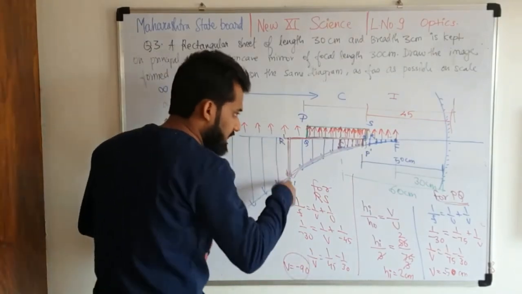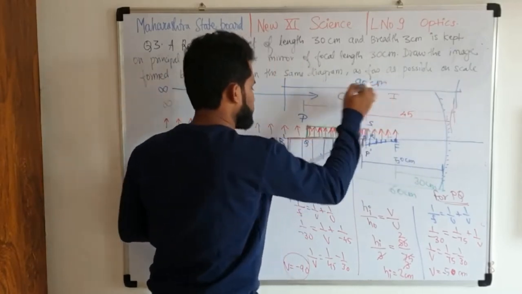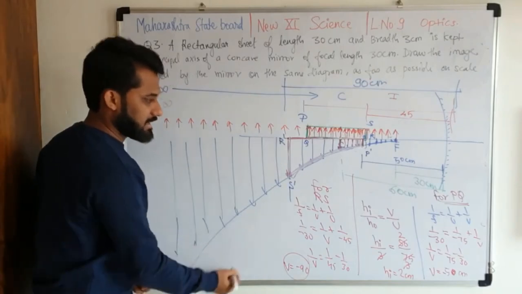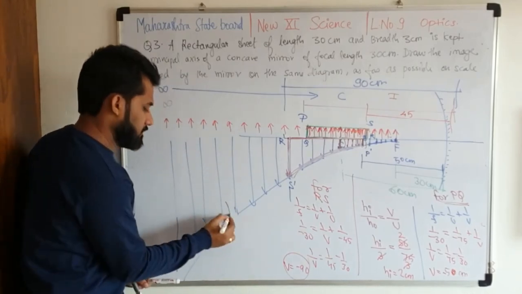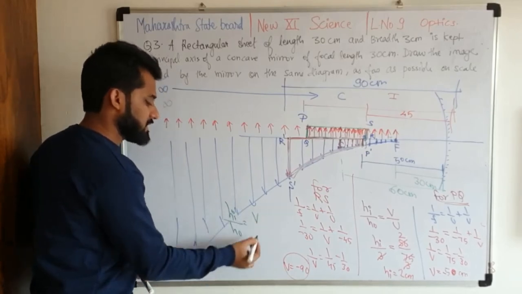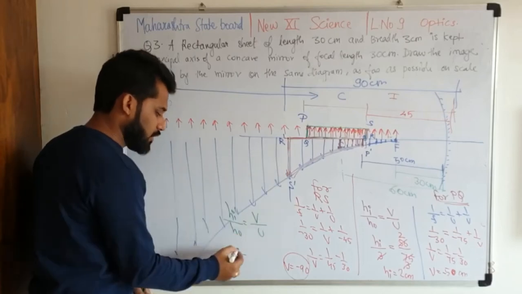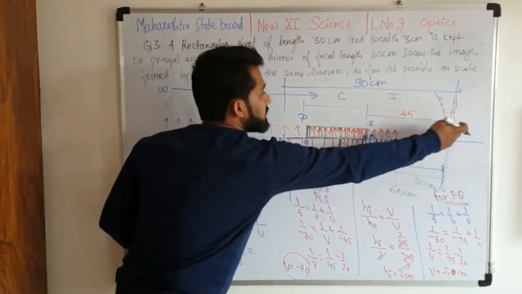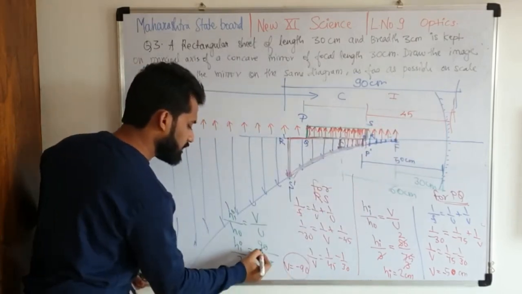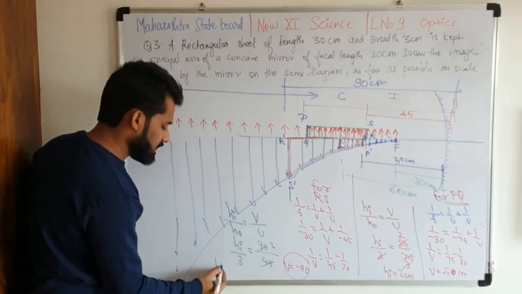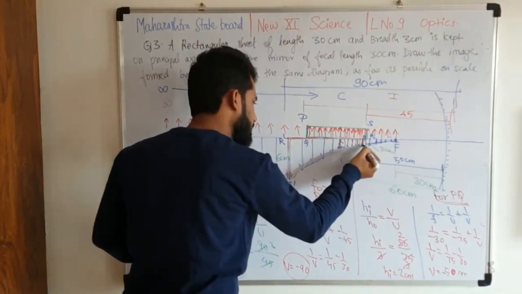Iska meaning hai, S dash R dash is at location 90 centimeters. So what will be the height of that S dash R dash? Again, I need to use this formula. Height of image upon height of object is image distance upon object distance. Object is SR, uska size hai 3. Height of image we don't know. Image ka distance is 90, 90 pe bana hai wo image, and object ka distance is 45, SR is at 45. So clearly this will give you 2 times the height of object. So height of image will be 6 centimeters. So this will be 6 centimeters, this will be 2 centimeters, and this will be a curve.